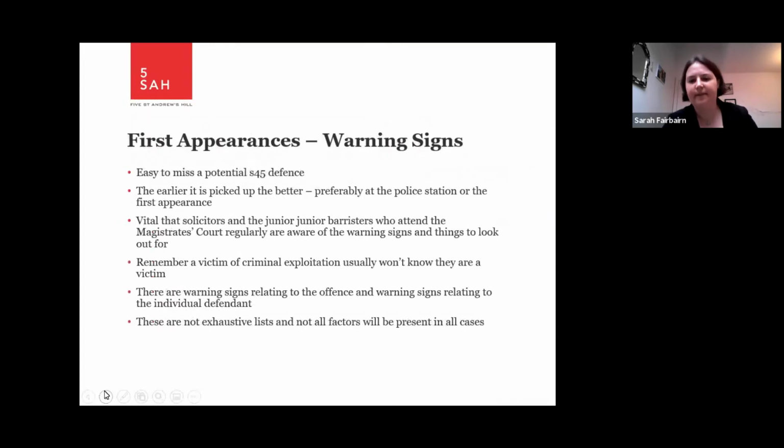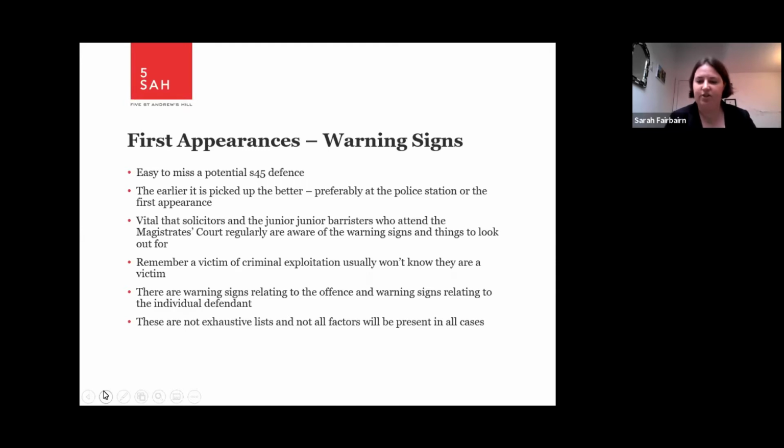So the main thing I want to talk to you about today is warning signs, and in particular for those that practice in the Magistrates' Court and do first appearances, also solicitors who attend the police station. It's very easy to miss a potential Section 45 defence, and the earlier it is picked up, the better. One of those reasons is because this is a defence where if it's not run, in most cases you may be looking at a guilty plea. So if you miss it early on, it may be too late. You may have already advised someone to plead guilty. So it's very important you know what the warning signs are, know what to look out for.